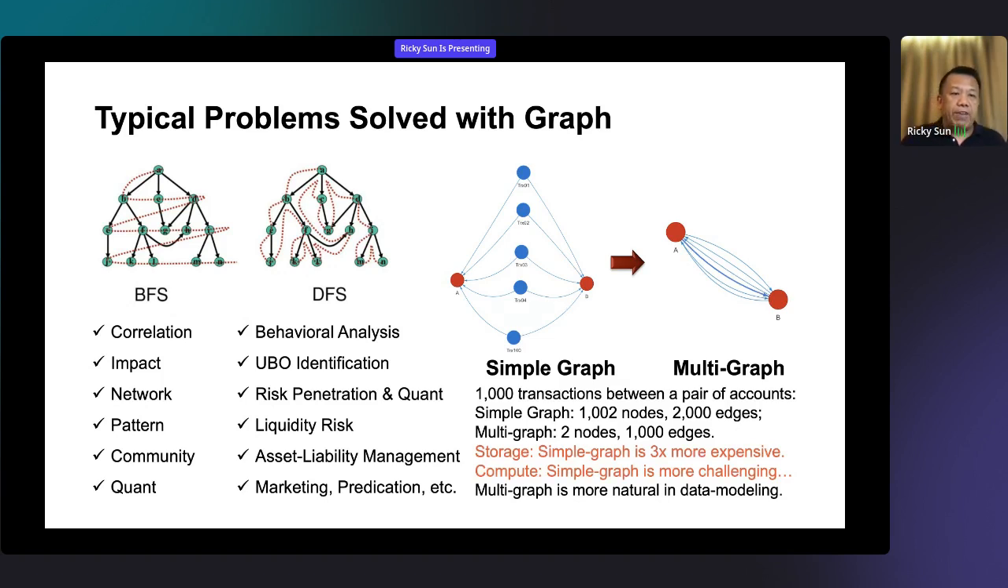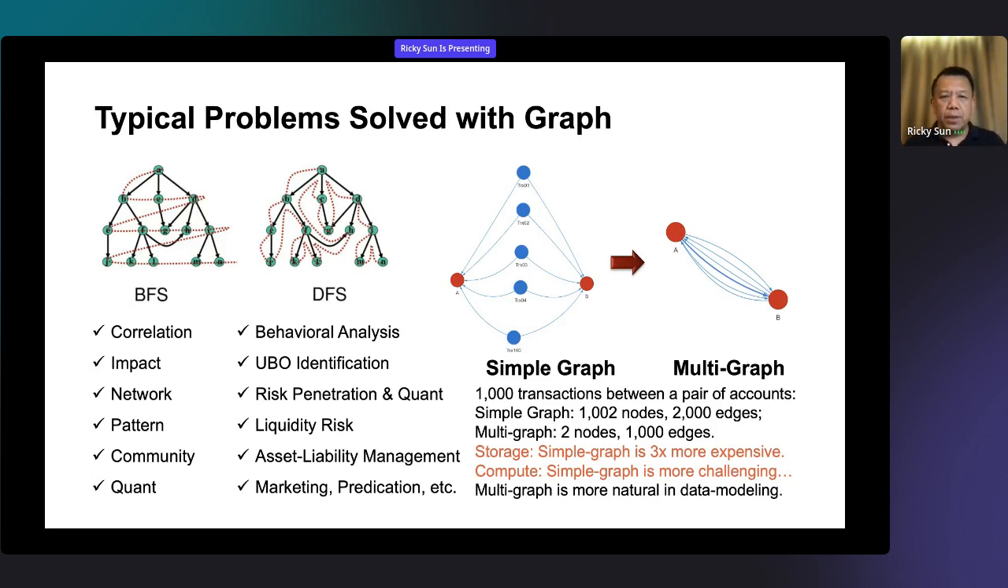So let's go back to the left-hand side. Essentially most of the traversals we talk about with graph databases are really BFS and DFS. These are the 2 major types. But forget about it, throughout this deck we're not talking about that.